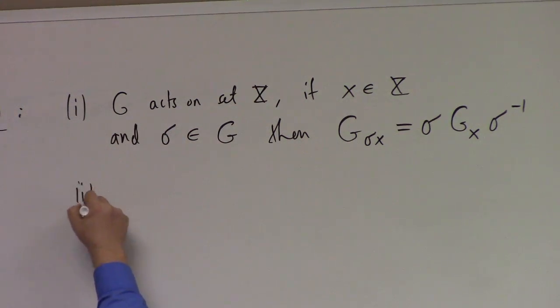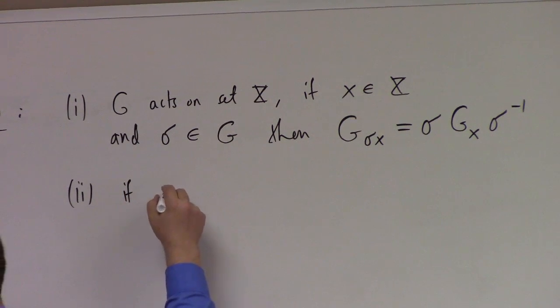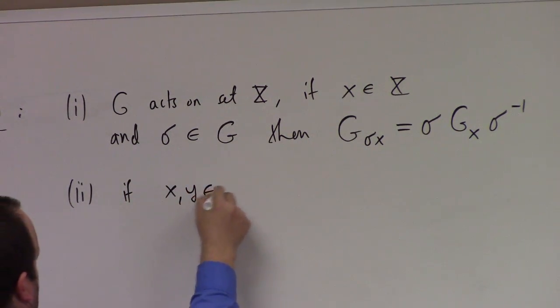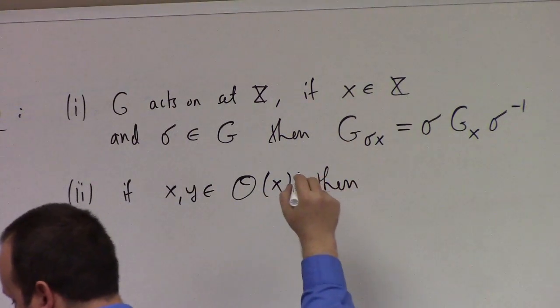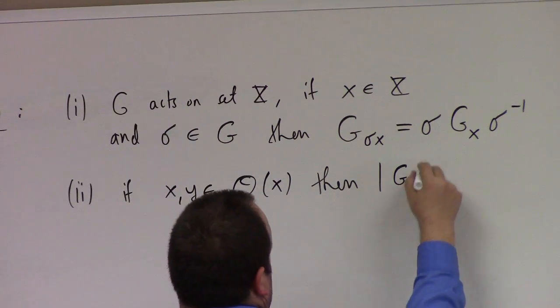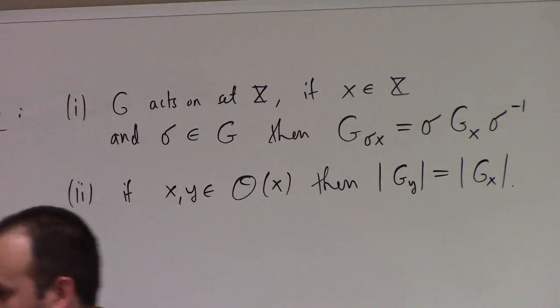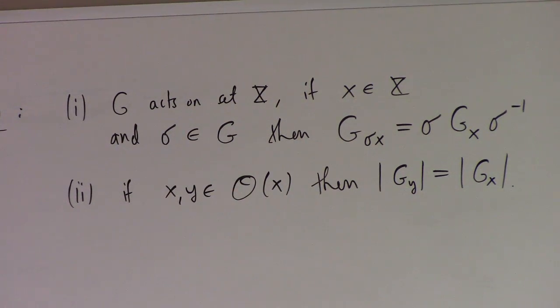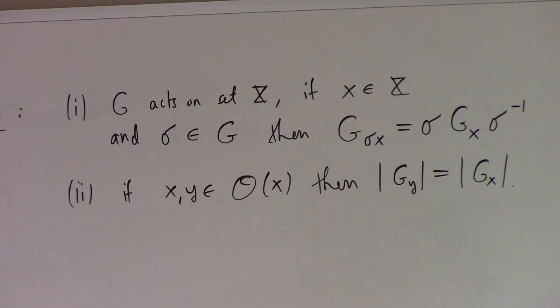And then two, and I think we've proved this previously, is that if x and y are elements of the orbit of x, then the stabilizer of y has the same size as the stabilizer of x. All right, anyway. I'm not going to prove those, but we need those to understand the thing we're reading through here.